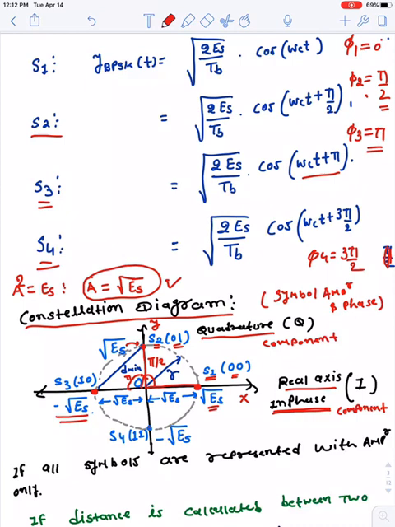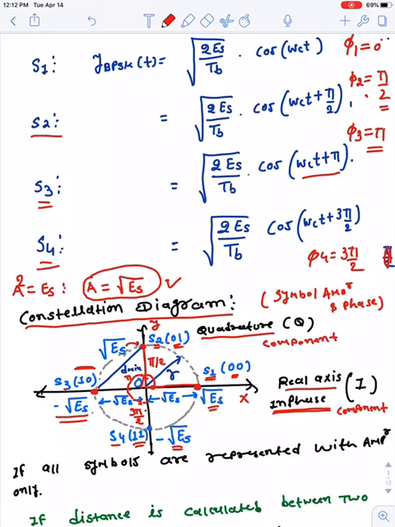Now symbol S4 has the same amplitude but in the negative direction, represented as minus square root of Es, with a phase of 3 pi by 2. If you start from here, this is known as the 3 pi by 2 phase difference. What we conclude is that in this constellation diagram we have four symbols, S1, S2, S3, and S4. All represent 2-bit combinations. S1 represents 00, S2 represents 01, S3 represents 10, and S4 represents 11.